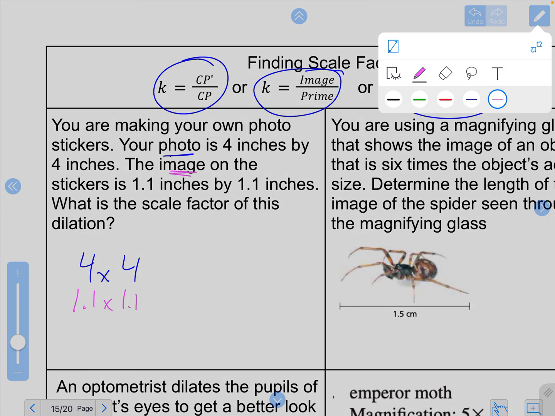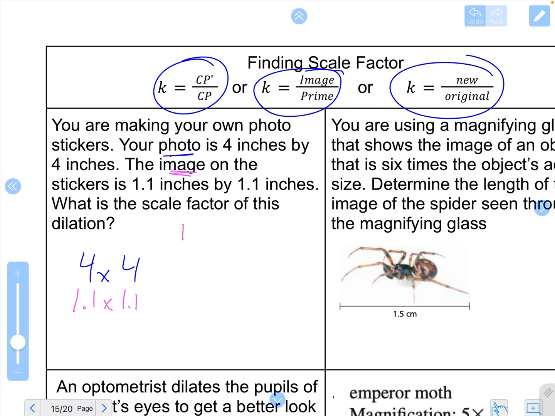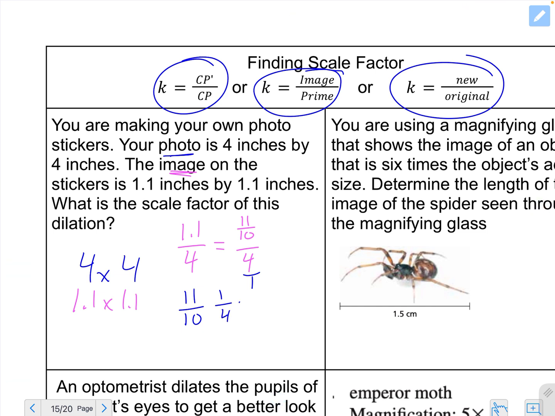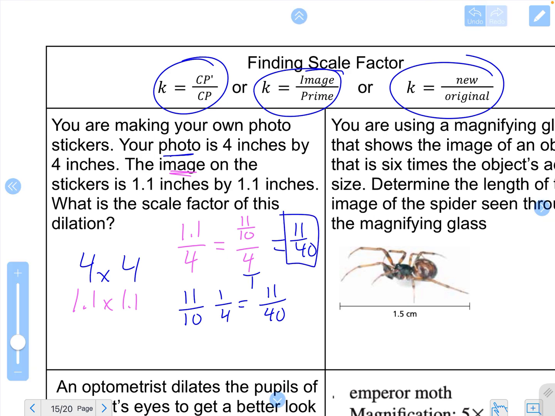So I need the new, 1.1, over the old, which is 4. And then we're going to do a little bit of math with this. So I can turn 1.1 into 11 over 10 divided by 4. So remember, when we divide our fractions, we flip them. So it's going to be 1/4. And so we end up with 1 times 11 is 11. 10 times 4 is 40. And so our scale factor is 11 over 40.